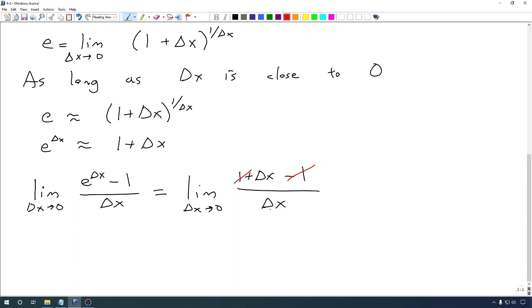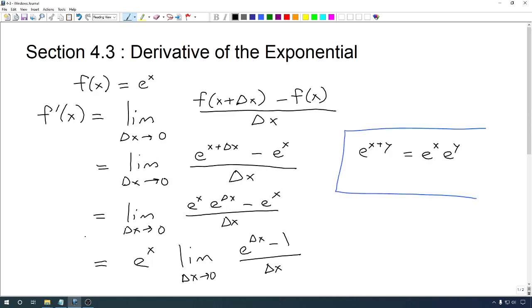Now we have the delta x's. Delta x divided by delta x is, of course, just 1. So we could write this as the limit of 1, but the limit of a constant is just that constant. So we literally just get 1 for this limit. In other words, we have e to the x times a number which just turned out to be 1. So we have 1 times e to the x.